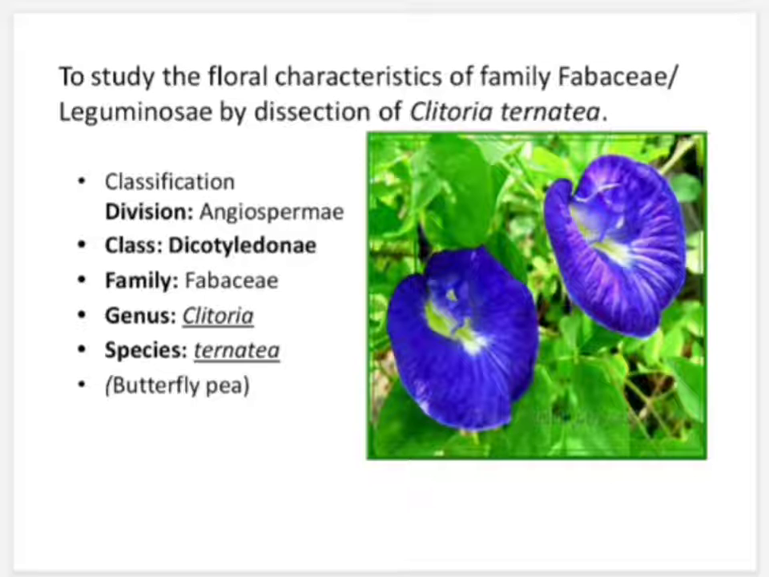Classification is as follows: division Angiospermae, class Dicotyledon, family Fabaceae or Leguminaceae, genus Clitoria and species ternitea, and this flower is commonly known as butterfly pea.